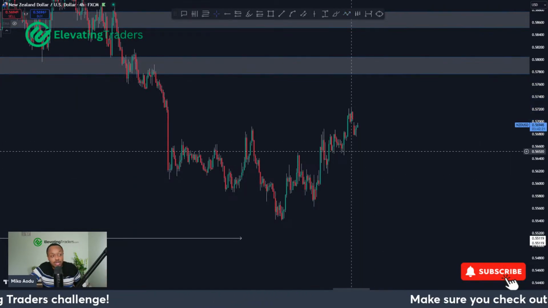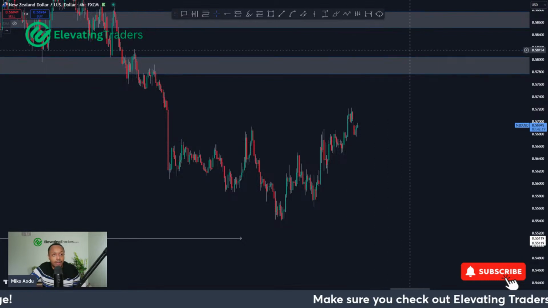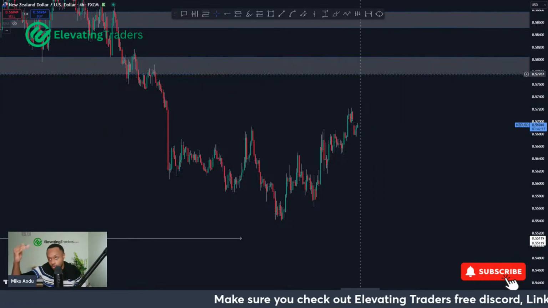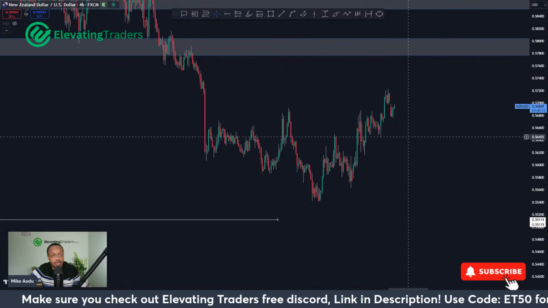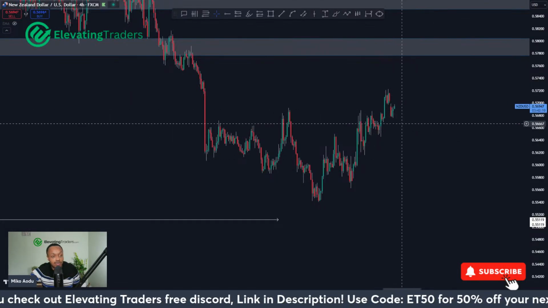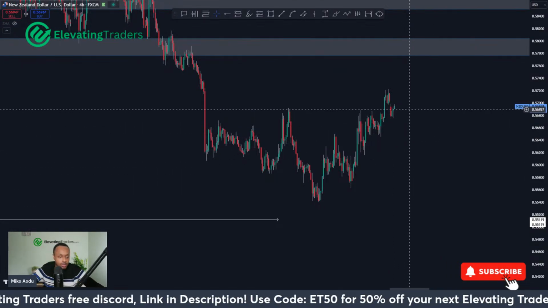So again, from an intraday point of view, there might be some nice buys on the way up towards those levels in the short term before we do look to sell later on. So if you are interested in those two pairs specifically, I think intraday buys look good.